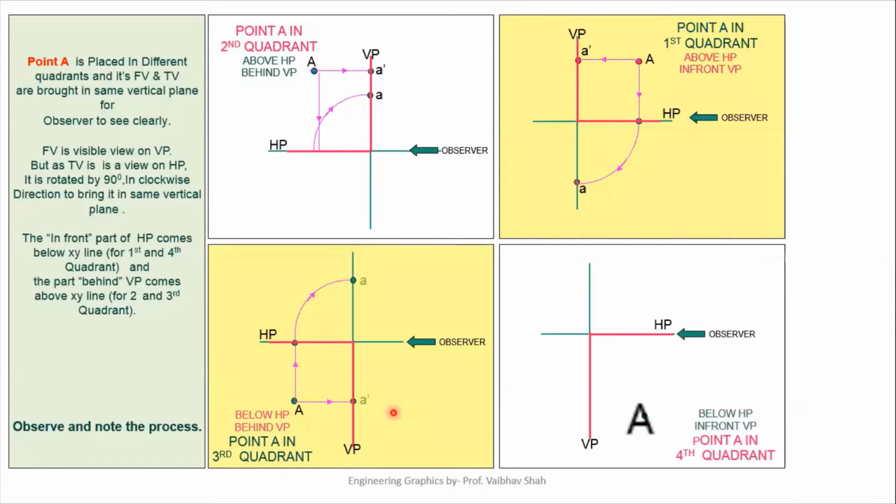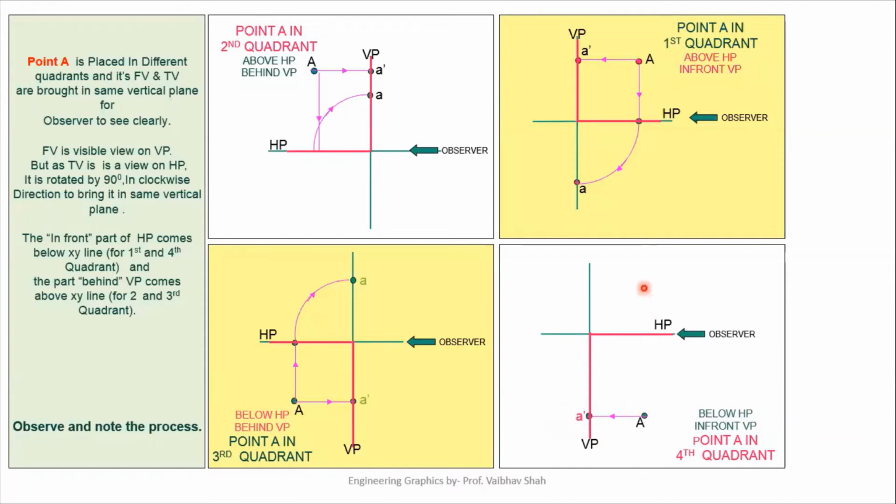So whenever your point is in the fourth quadrant, the point must be below HP and in front of VP. So this point is below HP and it is in front of VP. This is your point A. Now let us observe this point from this direction, which is your observer direction. We can have its front view somewhere here on our vertical plane. So we'll be having point A dash on this vertical plane. This is your point A dash.